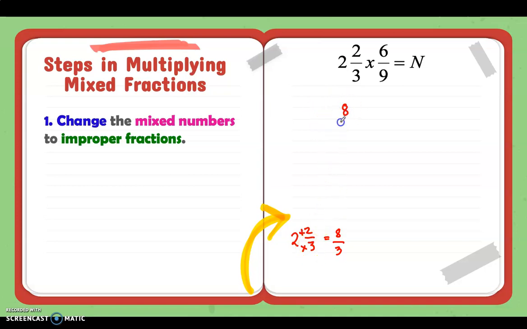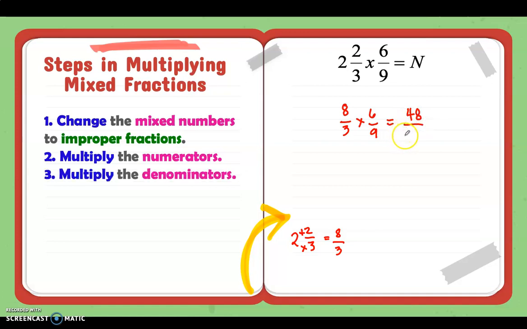So we have 8/3. Again, you just have to multiply the denominator and the whole number. Then the answer, you add it to the numerator, then copy the denominator. So change the mixed number to an improper fraction. Next, since the other factor, which is 6/9, is already a proper fraction, then you just have to multiply the numerators. So 8 times 6 is 48. Then multiply the denominators, which is 27.